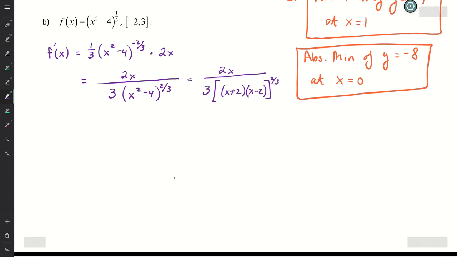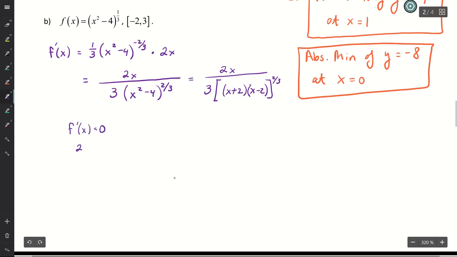All right, so for the critical numbers, I find either where the derivative is equal to 0, which in the case of a fraction would be where the top is equal to 0, or I'm going to find where the derivative is undefined, which in the case of a fraction is going to be where the bottom is 0.